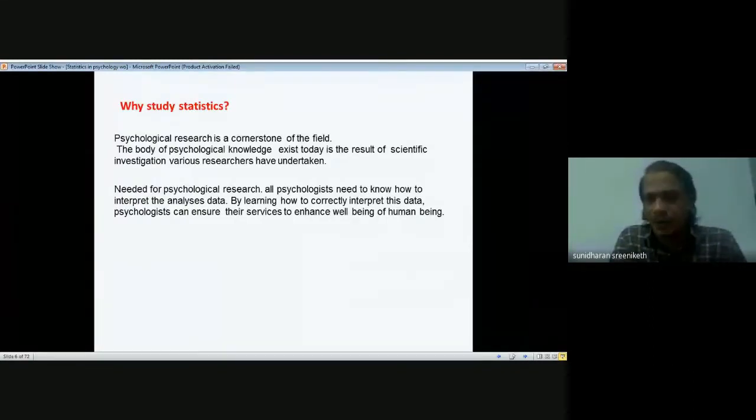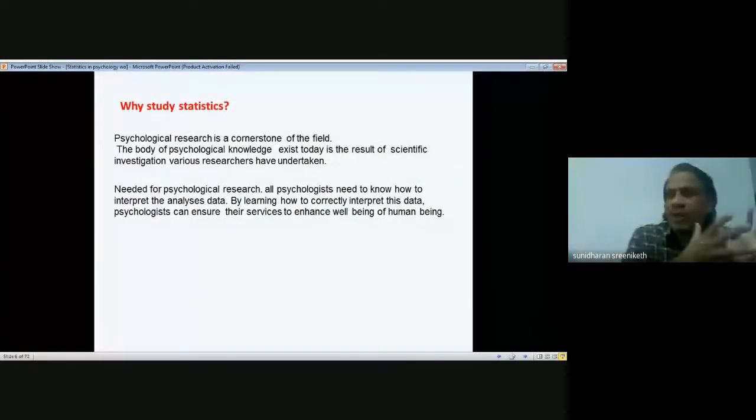And for psychological research, statistics is very essential. All psychologists need to know how to interpret information and how to analyze data. In almost all fields of psychology, psychologists are gathering information. For example, in clinical psychology, a clinical psychologist or a counselor gathers information about the patient's or client's condition, about the psychopathology of an individual. So this information collected has to be interpreted and analyzed, and for this interpretation and analysis, statistics is very important.